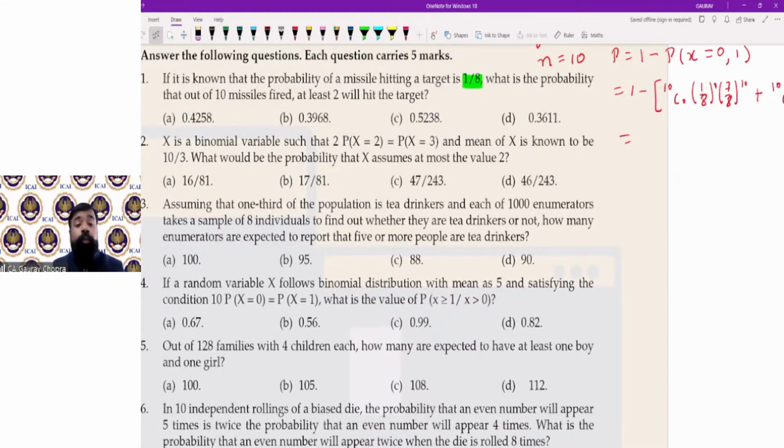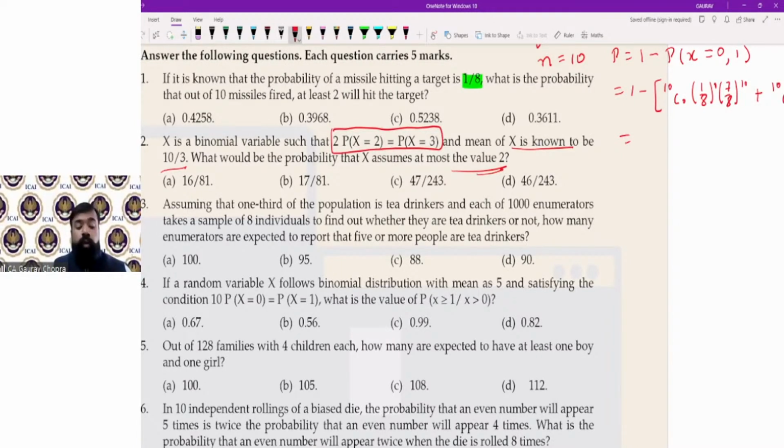X is a binomial variable such that 2 P(X = 2) is equal to P(X = 3). This is a relationship which is given. Mean of x is known to be 10 by 3. So 10 by 3 is the mean. What would be the probability that x assumes at most the value 2? So the maximum value is 2.